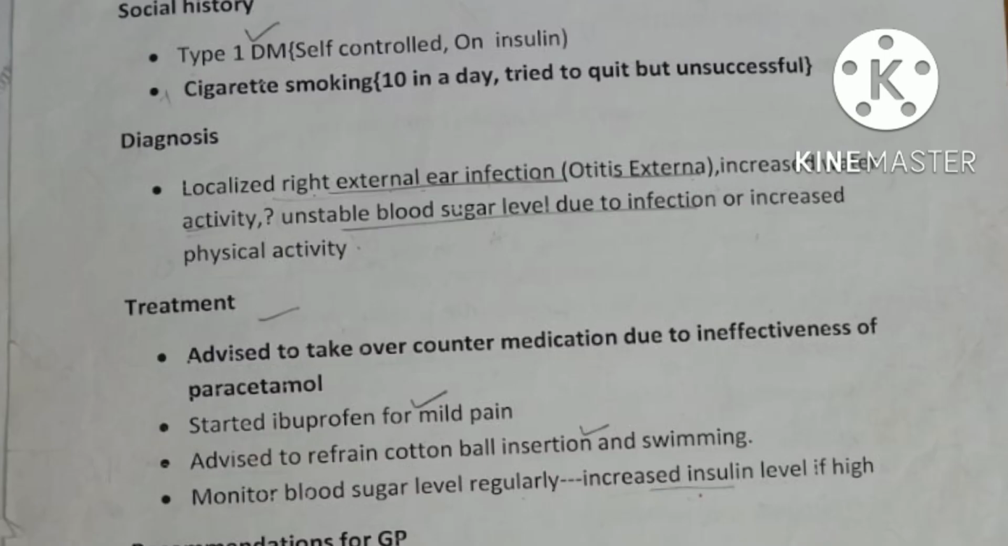Next, we can move on to the social history. Mr. Marco has type 1 diabetes mellitus for which he is on insulin. On assessment, his blood sugar levels were found to be elevated, most probably due to infection or increased physical activity. Why? Because it's a query. It's not yet confirmed. That's why I use most probably or suspected due to, like that we can write. Then please monitor his blood glucose level regularly and adjust the insulin dose accordingly. We can connect this information even before the recommendation paragraph.